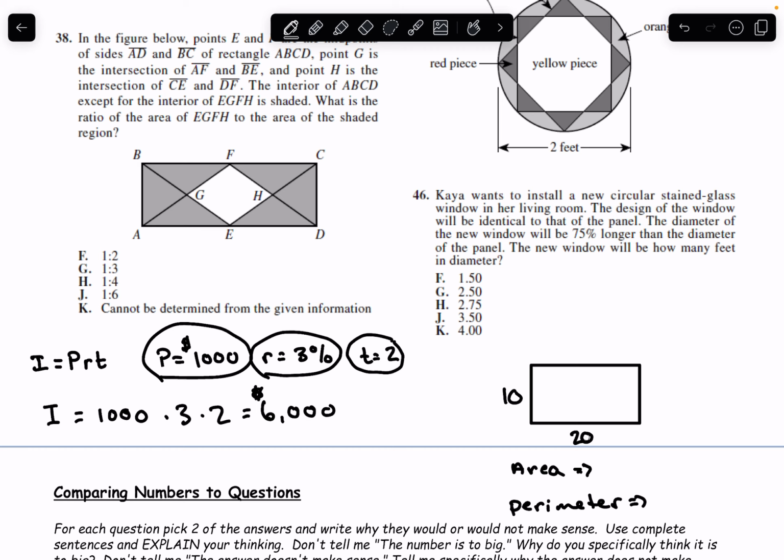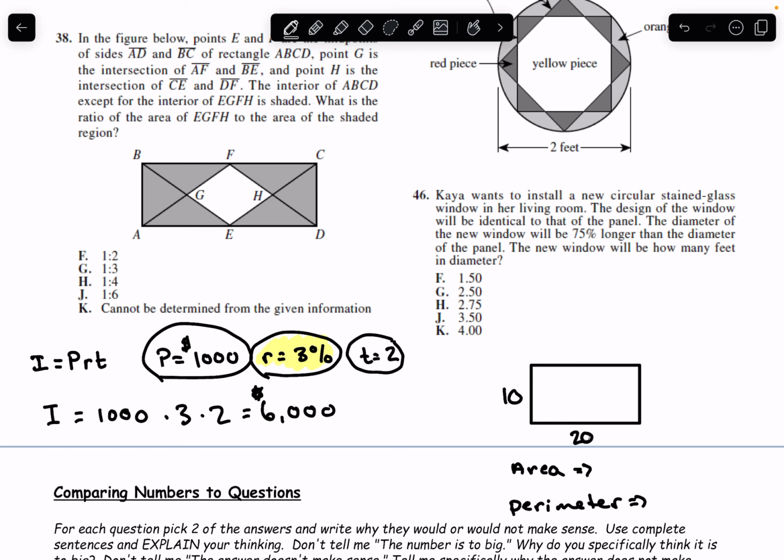Wait a minute. I put $1,000 in the bank, and I earned $6,000 in interest. That's way more than the money I even put in the bank, and I'm only supposed to be earning 3%. I must have done something wrong. That doesn't make any sense. If that made sense, everyone would be a millionaire because you could put money in the bank and you're making more money than you put in very quickly. That would be awesome. I wish banks worked that way. It doesn't happen like that very often.